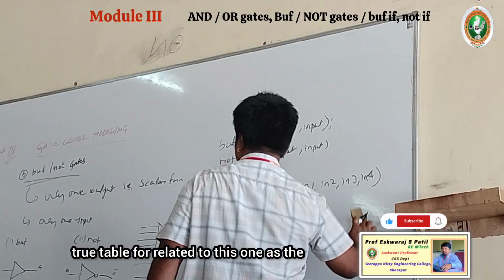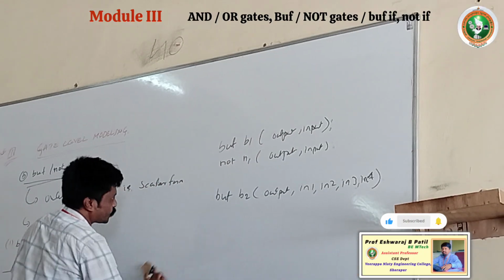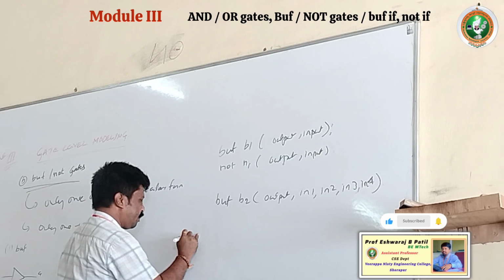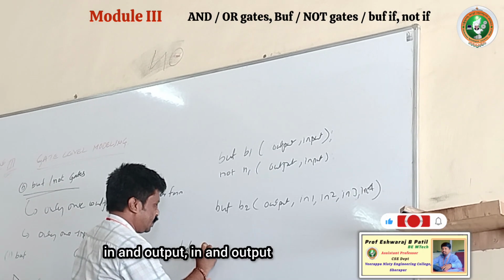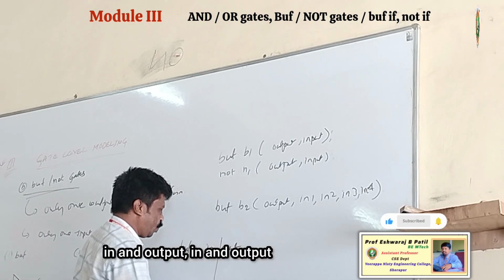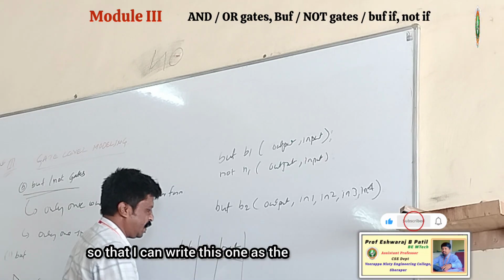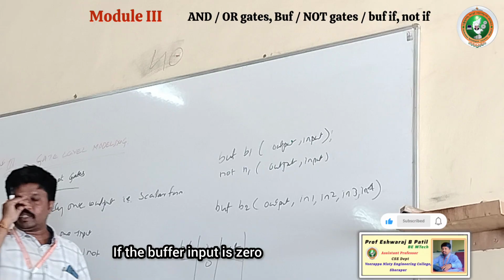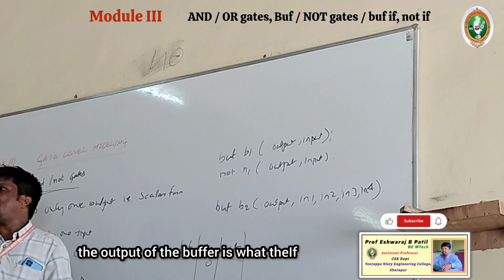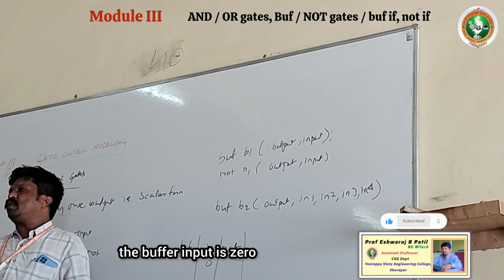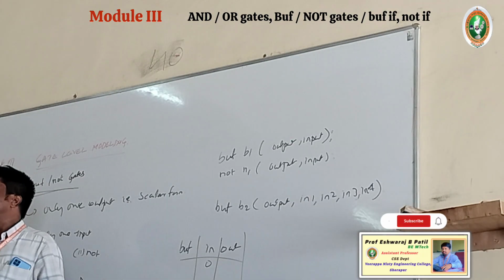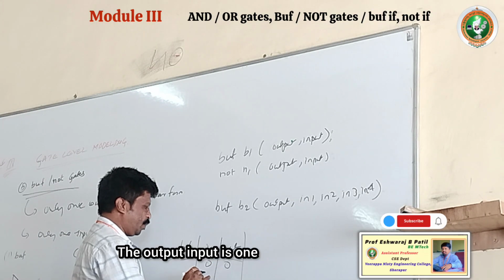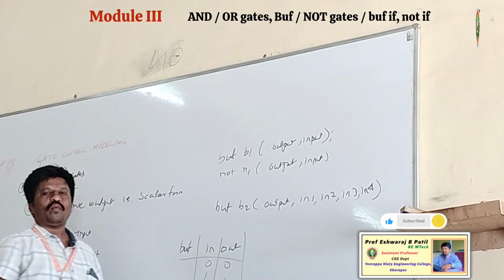For example, the truth table related to this buffer, input and output, I can write as 0 0. If the buffer input is 0, the output of the buffer is 0 only. If the input is 1, definitely the output is 1 only.